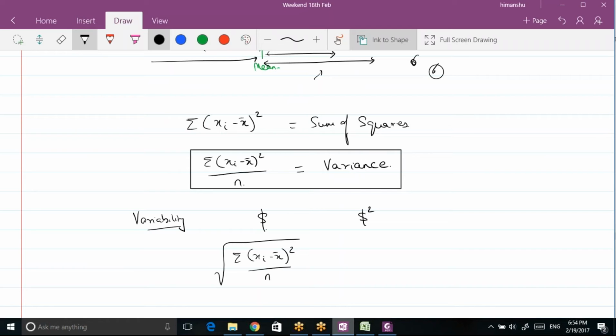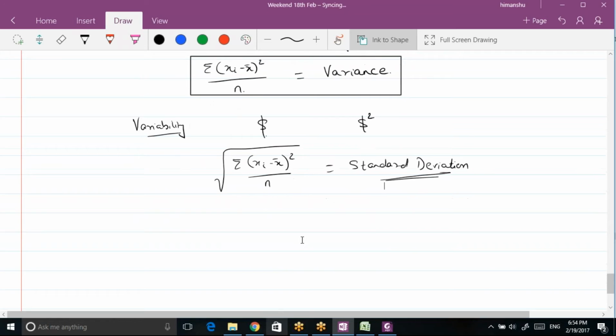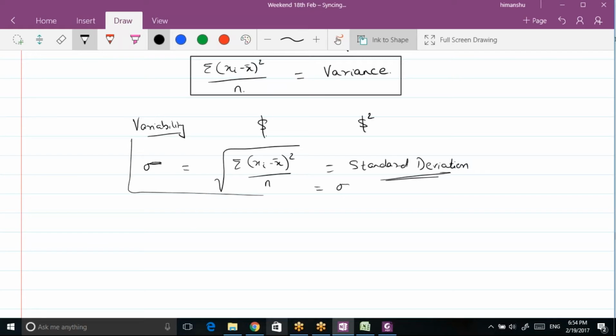This thing is called your standard deviation, which is the most used measure of variability. It is represented by the Greek letter sigma. Sigma is equal to this, and this is called your standard deviation.